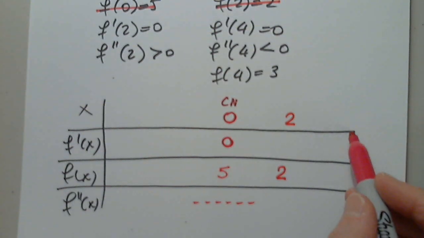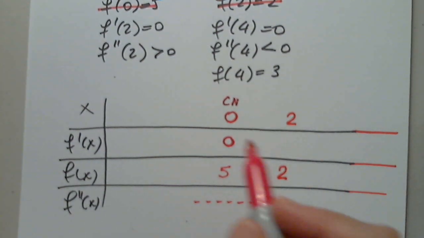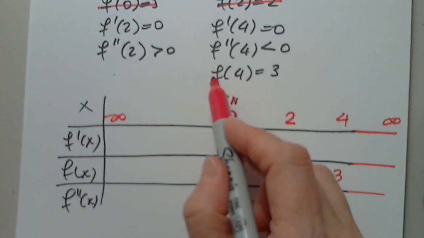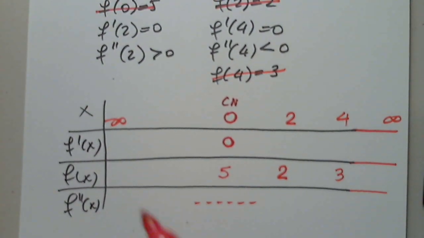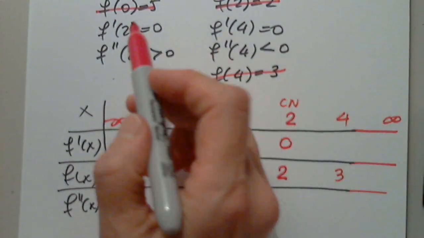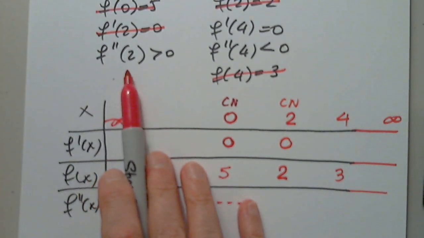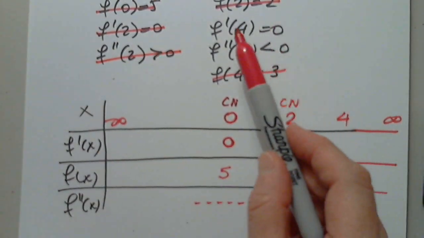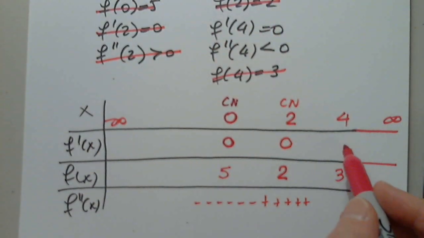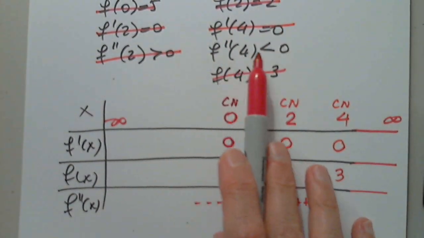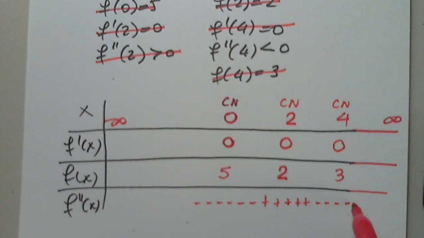F of 4 is 3. Done. F prime of 2 is 0. That's another critical number. Done. The second derivative at 2 is positive. Done. F prime of 4 is 0. Okay, that's another critical number. Done. The second derivative at 4 is negative. Done.